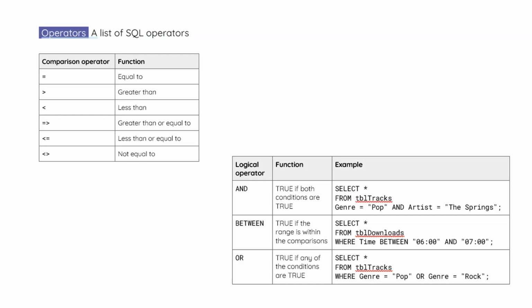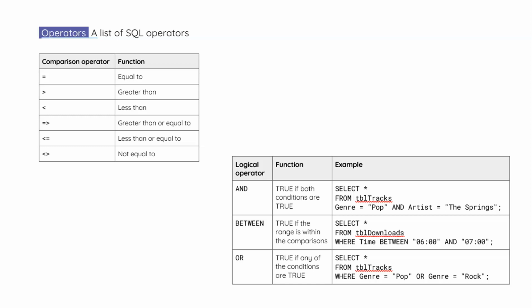BETWEEN is looking for a range, between two values. So in this case, if you're looking for a time between 6 a.m. and 7 a.m. OR, for example, is looking for when either condition is true. So in this case, you're looking for pop or rock, so any artists that are pop or rock, for example.